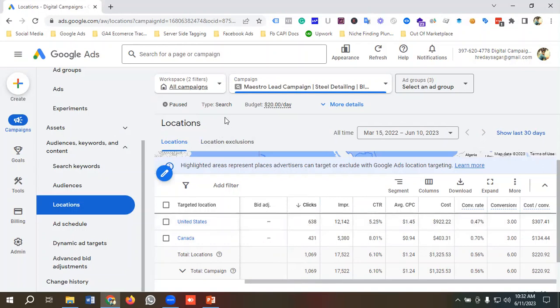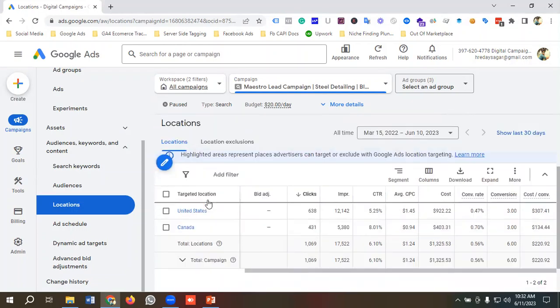So if I am talking about this campaign, you can see we are targeting two countries. One is USA and the next one is Canada. You can see the performance of those countries available here. On the basis of that performance, we can either increase the bids or decrease the bids. So let's see the performance of those two countries, and on the basis of performance, we'll increase and decrease the bids. So first of all, USA.